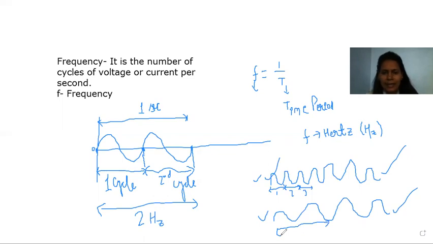So per second, when the number of cycles increases, it means frequency is also increasing. But when the number of cycles per second is less, it means frequency is less. So this is a high frequency signal and this is a low frequency signal.